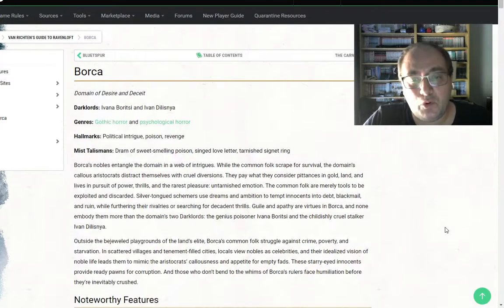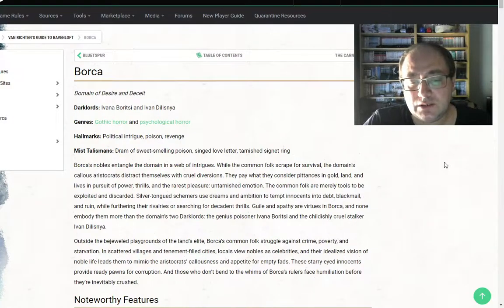Next, we're going to look at Borca. And its name is not terribly evocative. Like, to me, it kind of sounds like a Swedish chef. Bork. But, yeah, mileage may vary. Borca is another iconic domain.